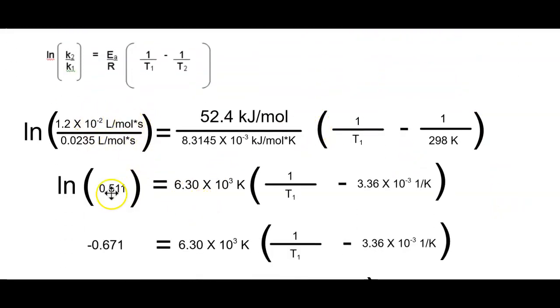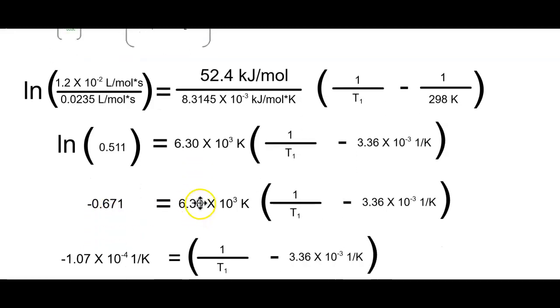I can do the math here, which I get this. I can do this math, which I get this. I still have 1 over T1 minus, I divided these two and got this. When I ln this, I got negative 0.671. And now I just brought these pieces down. I wanted to show the ln part.